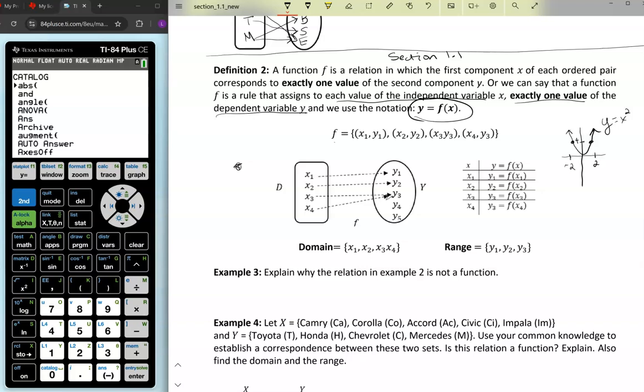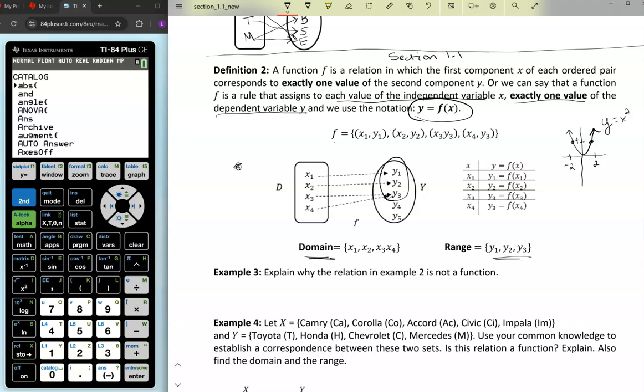So we take a look at all of these x values have arrows coming out of them. So that makes all of these x values our domain. And then we look at the y values. Only these three have arrows coming from the domain. So the range is only made up of those three y values.